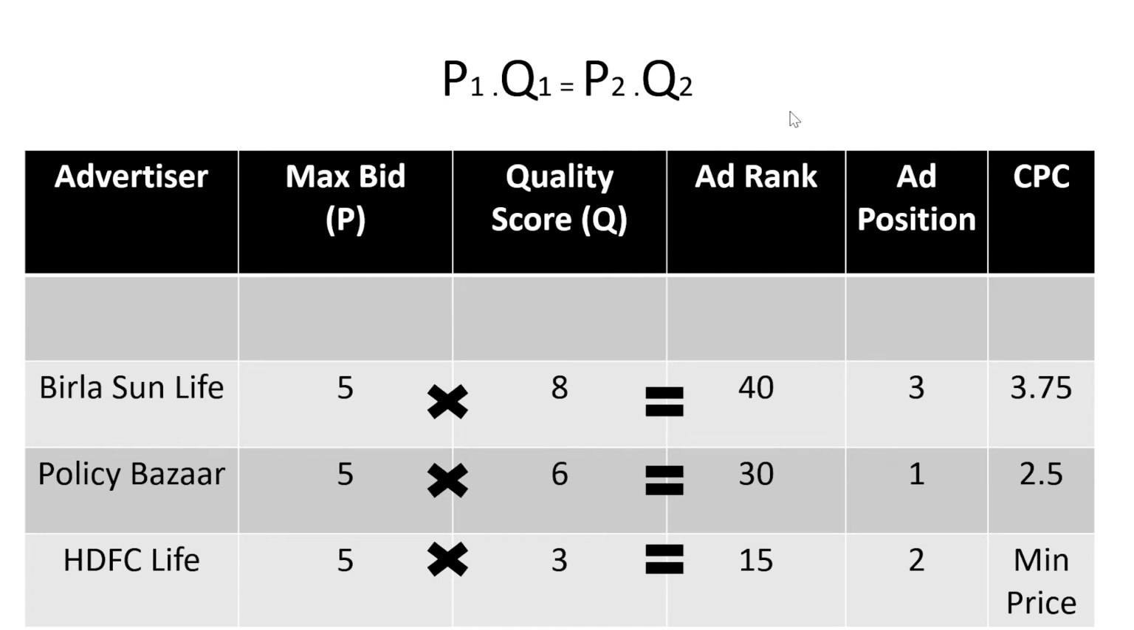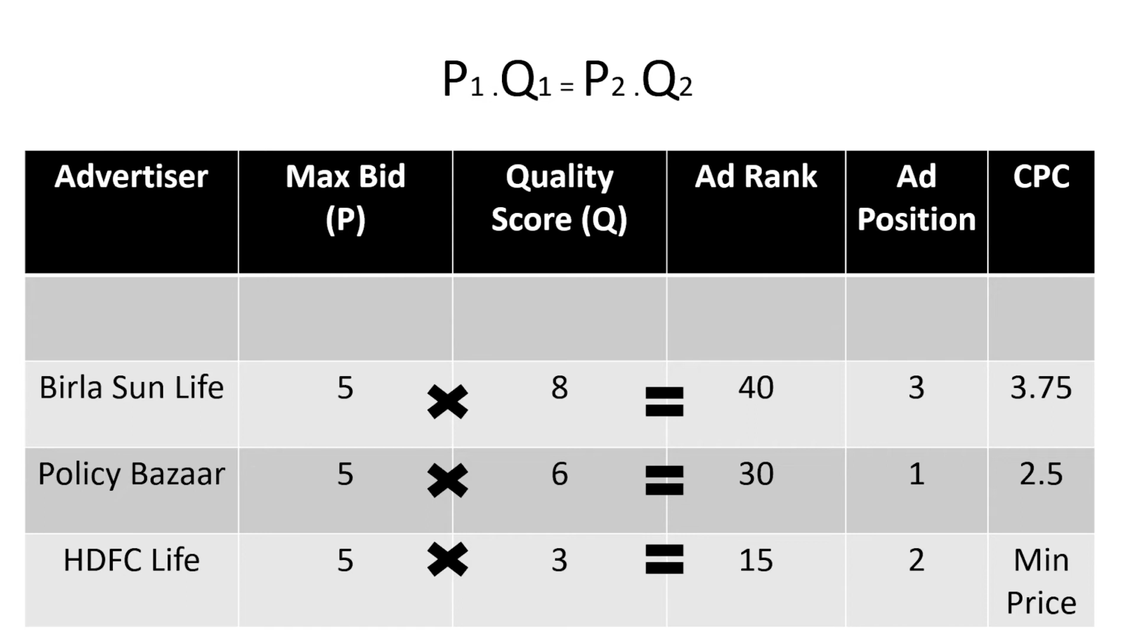So to calculate the CPC, you have the formula P1 times Q1 is slightly greater than P2 multiplied by Q2, right? So P1, which is the price that advertiser 1 has to pay, the advertiser that is in ad position 1, is price 2 times quality score 2 divided by quality score 1, which means 30 divided by 8, which is 3.75. So Birla Sun Life Insurance, if someone clicks on their ad, although they are bidding 5 rupees, they will end up paying 3.75 rupees.